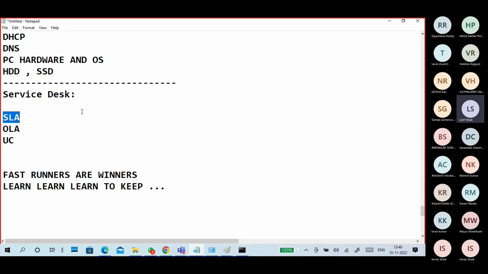Okay, in a service desk, I didn't tell you guys ITIL. If any question comes from ITIL, sir, we didn't discuss ITIL. We discuss only the basic part of service desk. Okay. SLA, service level agreement.